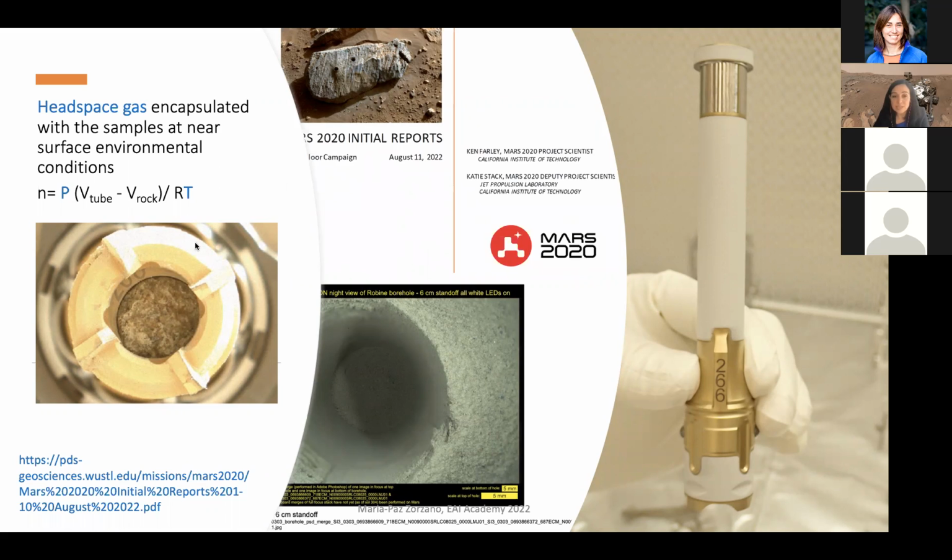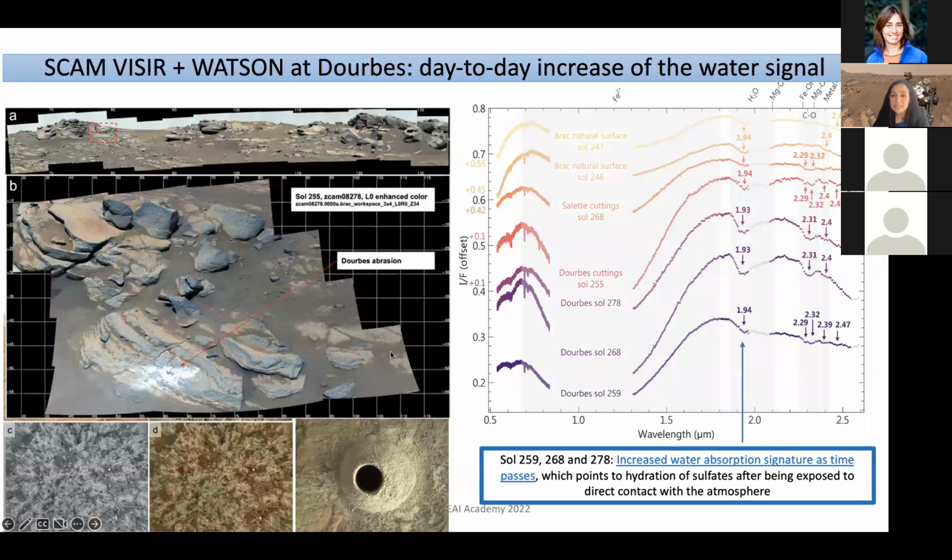As you can see, the tubes are always going to have some space above, where what we're going to have is atmosphere from Mars. And the amount of molecules that we have within will depend on the pressure and the temperature at the moment of sealing. And of course, as the samples stay on Mars, the rocks and the atmosphere are going to be stabilized over at least 10 years.